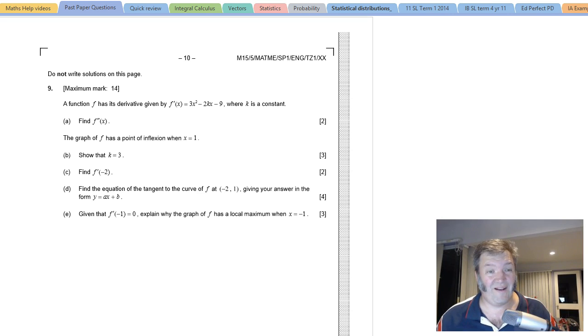We are on the downhill run. Question 9, nearly there. Calculus, finally. You've been waiting for it because you know you can nail this. It's very predictable what they're going to ask you. Just go through the motions, do it, nail it, get the marks. Very good. Here we go.